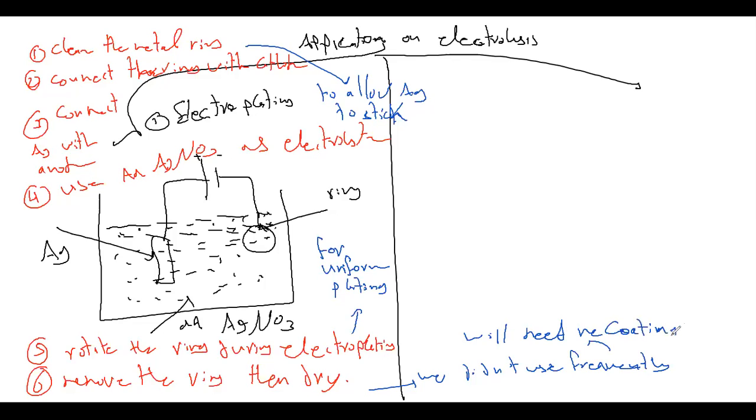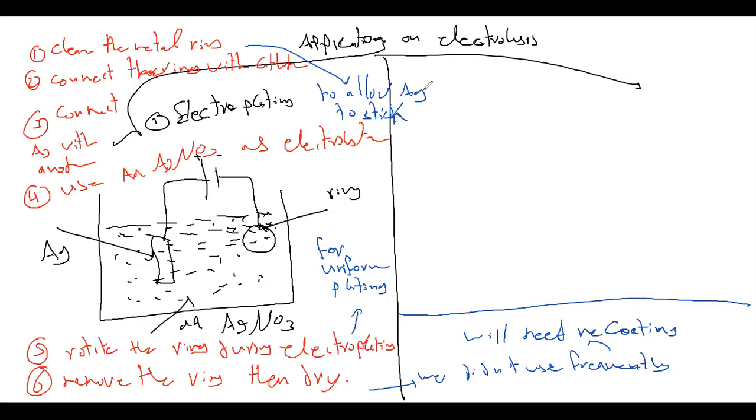Again, at the beginning, how do we make electroplating for the ring? Clean the metal ring, connect it with the cathode, connect the silver with the anode, use aqueous silver nitrate as electrolyte, rotate the ring during electroplating, remove the ring, then dry. Why do we clean the metal ring? To allow silver to stick on it. Why do you make rotation? For uniform plating. We didn't use it frequently, we'll need recoating.